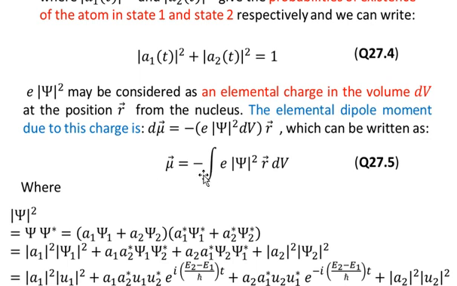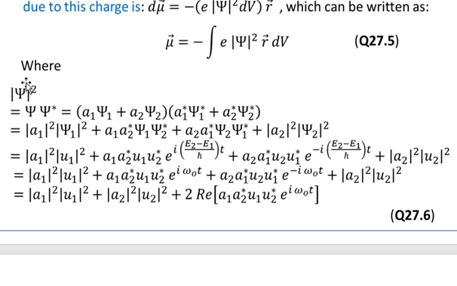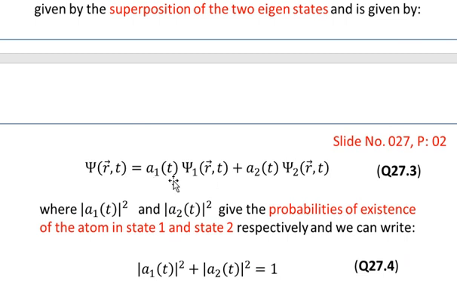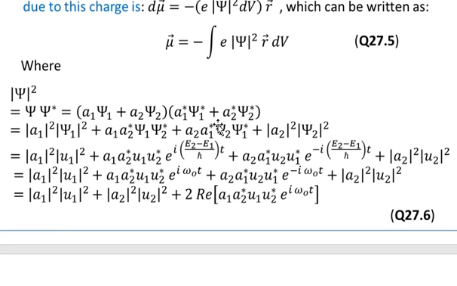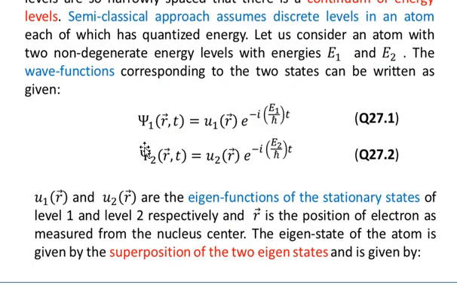So this is the total dipole moment of the atom, where mod psi squared can be written as psi into psi star, where psi star is the complex conjugate of psi. Substituting the values of psi and psi star from equation number 27.3, plugging in these values and then multiplying and expanding the two parentheses, we get the second expression in the equation. And then we introduce the values of psi1 and psi2 from the previous equations, that is, from equation numbers 27.1 and 27.2.